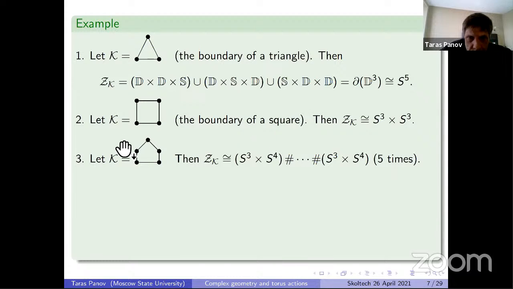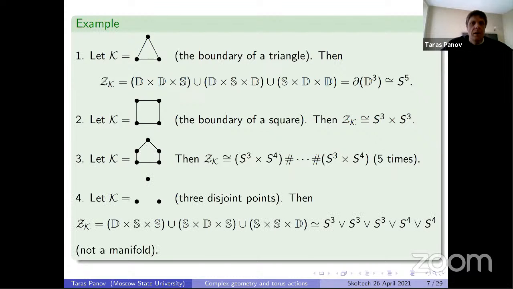So you see that it becomes quite complicated very fast. Even for the polygons, it's not easy to define what it is topologically. And well, the last example is something which is not a manifold, which you get with 3 disjoint points, just 3 one-element subsets, 1, 2, and 3. Then you get a moment angle complex like this, D times S times S, that corresponds to 1. So here a disk on the first position and circles on the second and third position. Here a disk on the second position and circles on the first and third position. So you have the union of those 3 things.